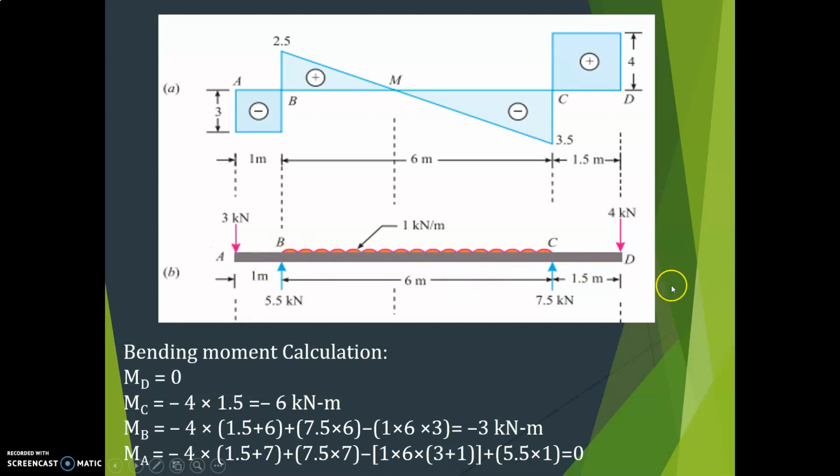Okay, it is a double-sided overhanging beam. So like this you can draw the loading diagram. After that, once you draw the loading diagram, you can easily draw the bending moment diagram. How? Calculate the bending moment values.